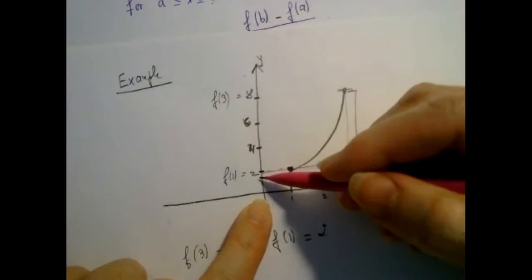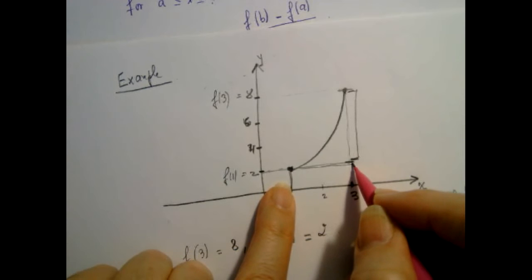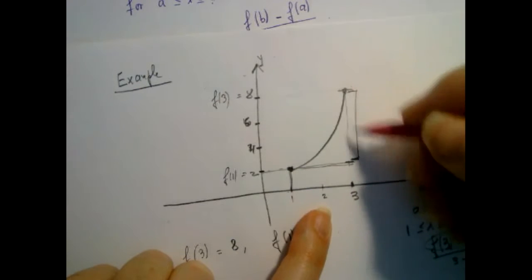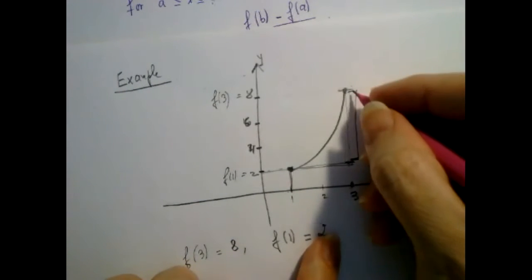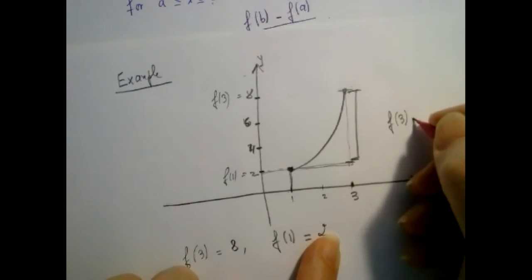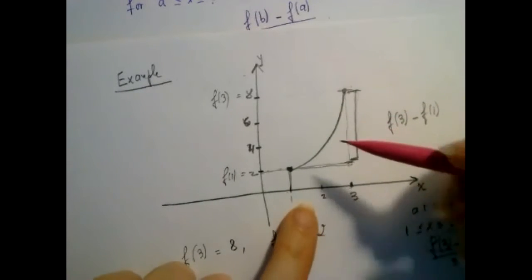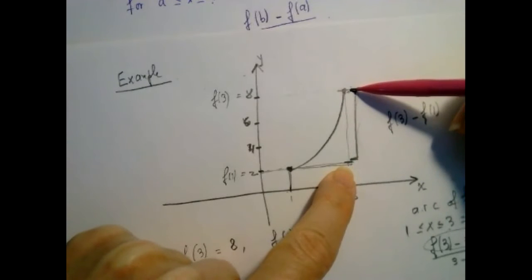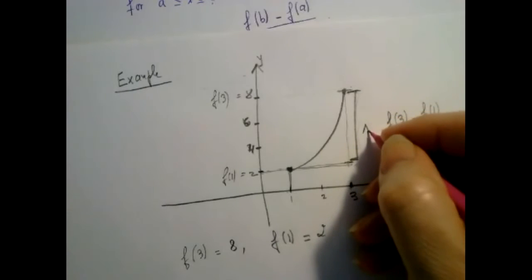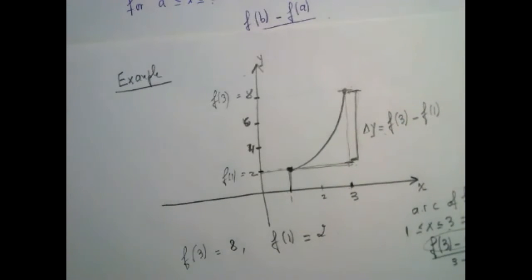So when I compute f of 3 minus f of 1, from 1 to 3, my output was 2, then it's 8. So f of 3 minus f of 1 tells me how much my output changes. This is from here to here. This distance from here to here: we were at 2, now we're at 8. So we changed by that much. And this f of 3 minus f of 1, we give it a letter and we call it delta y.